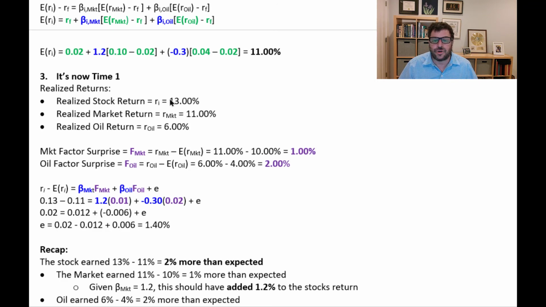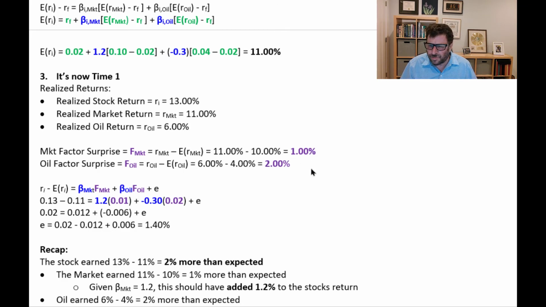So realized stock return is 13%. Note that I expected 11, but I got 13. The realized return on the market is 11. I was expecting 10, and oil was up 6. I was expecting 4, and so we can see our surprises. The market surprise was 11, which is what I realized, minus 10, which is what I expected, and so I had a 1% surprise for the market, and I had a 2% surprise for oil.